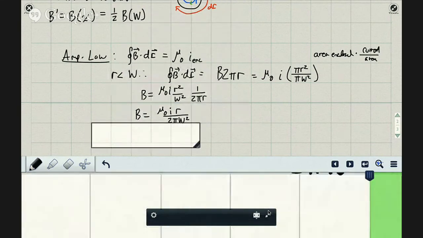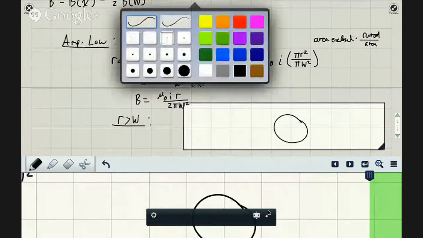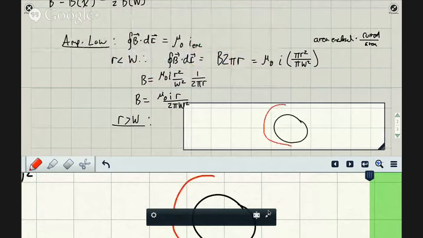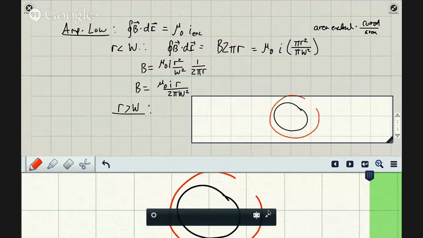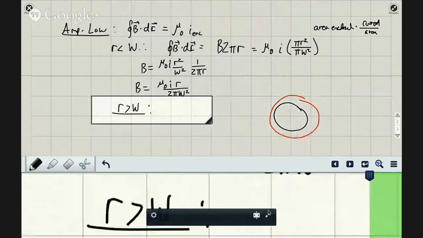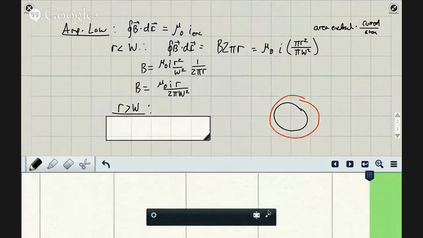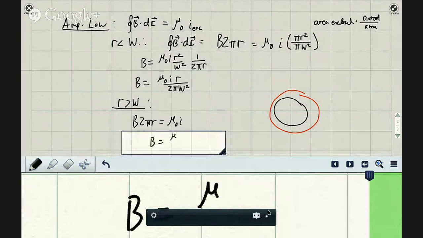Now, for r bigger than W, we're just going to have the situation where here's our current carrying wire of radius W, and now we have a ring bigger than W. And so now I enclosed, sorry about that, I was sort of restricted by my little window here, but anyway. The I enclosed in any loop with a radius bigger than the wire is just going to be I. And so due to the same arguments, we're going to get B times 2 pi r is just mu naught I, and then B is going to be equal to mu naught I over 2 pi r.